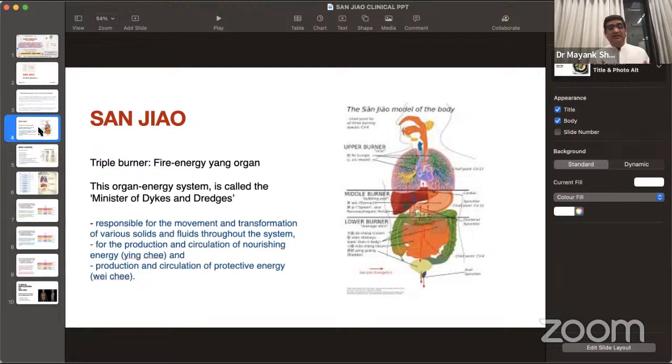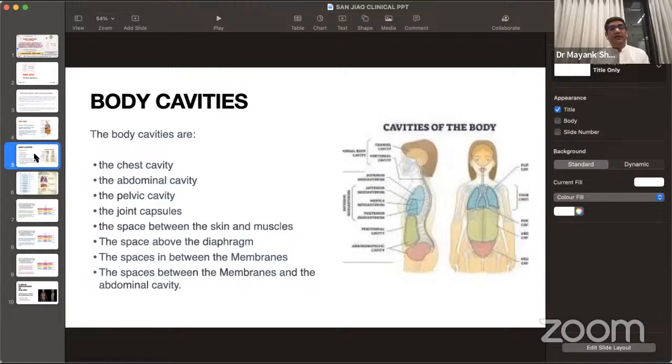Now, this is a solid statement. That means the Sanjiao alone is maybe assimilating all the other energies. It is gathering all the energies and activating them and putting them back into circulation where they perform their task. You must make yourself conversant with the body cavities.